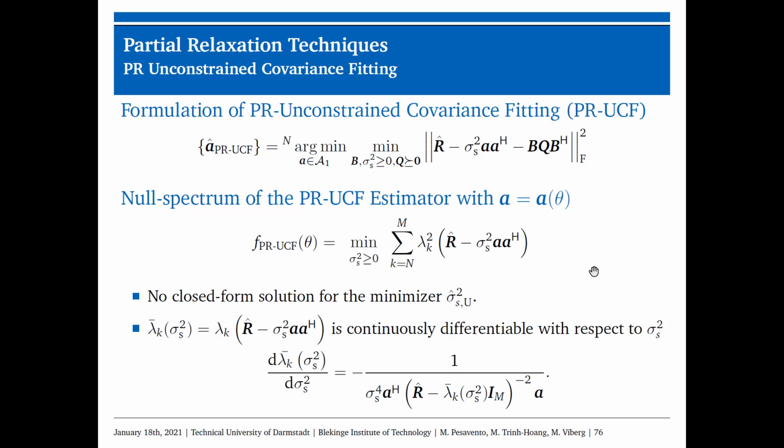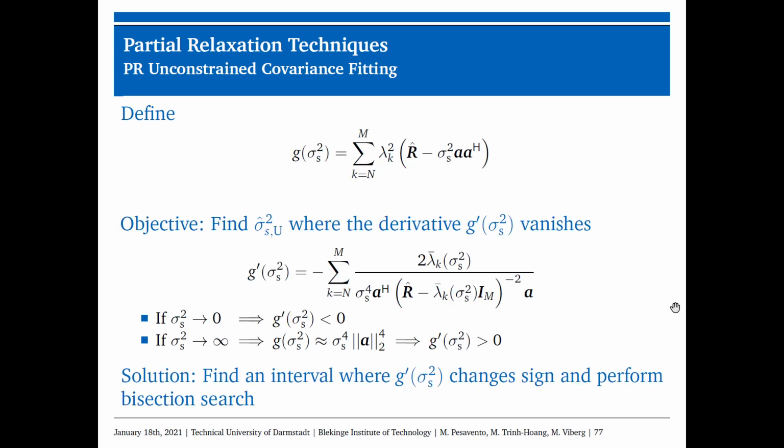One important result at this point is that the eigenvalue function, so lambda k of R hat minus sigma s squared a times a Hermitian, is continuously differentiable with respect to sigma s squared. This implies that we can use this expression, so the derivative, to compute the local minimum of the cost function with respect to sigma s squared. The expression of the derivative is given here. Then we can either use the bisection method or Newton's method to find the local minimum.